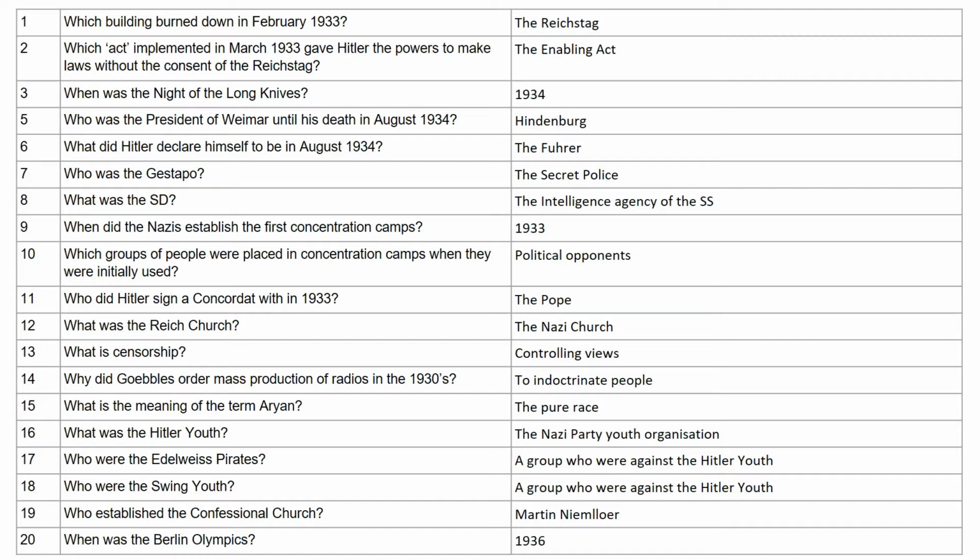The meaning of Aryan, remember, this is what Hitler claimed, that the Germans were this Aryan race or this pure race.